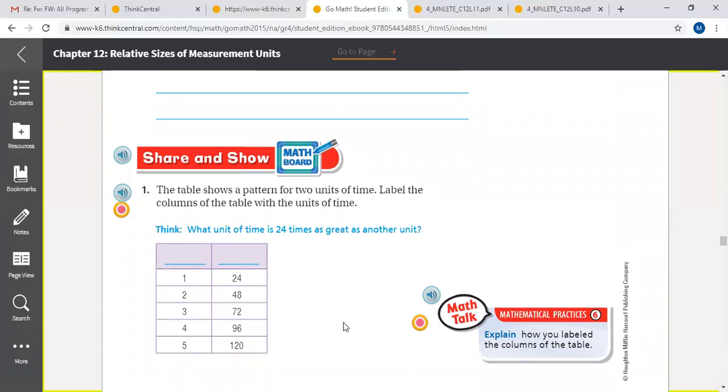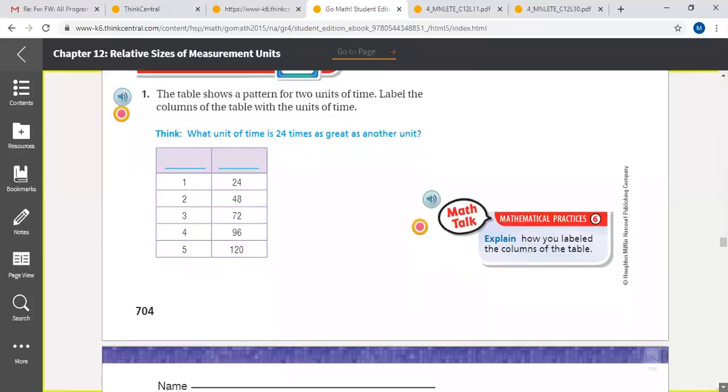Okay, here, what can we write here? It's time. What unit of time is 24 times as great as another unit? Yes, here we can write day and here we can write hours. So it's the relation between days and number of hours. So here we can write days and here hours.